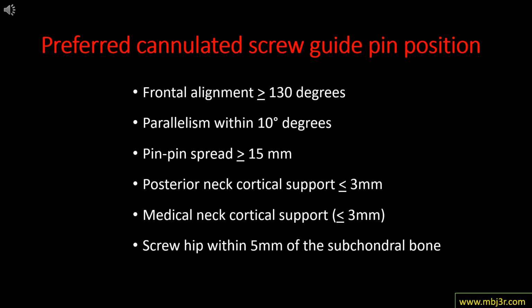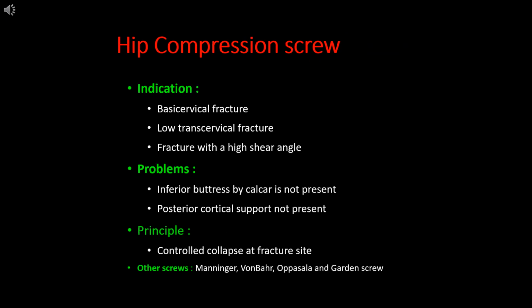Then it gives a perfect reduction and stable fixation. Hip compression screw indications are basicervical fractures, low transcervical fractures, fractures with a high shear angle. Problems are inferior buttress by calcar is not present, posterior cortical support not present. Principle is controlled collapse at fracture site.